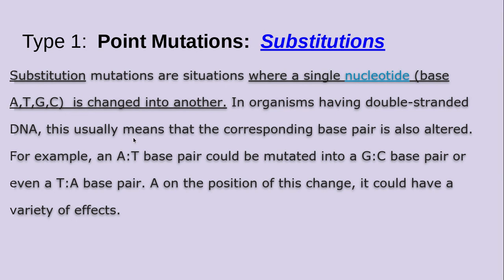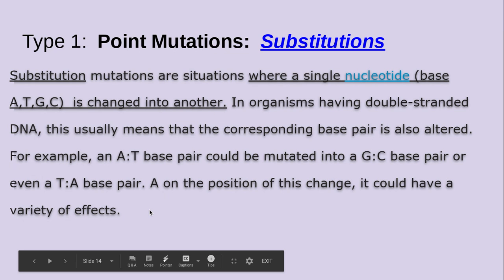In organisms having double-stranded DNA, this usually means that the corresponding base pair is also altered. So, for example, an AT base pair could accidentally be mutated to a GC base pair. Or if it was a carcinogen, maybe it wouldn't be accidental, that carcinogen caused it. Or you could also have it flipped where instead of AT, it's TA now, base pair. Depending on the position of this change, it could have a variety of effects. We don't know what that would have caused, but that's just one type of point, one spot, one little base, one little adenine got messed up. Something like that would be a substitution.